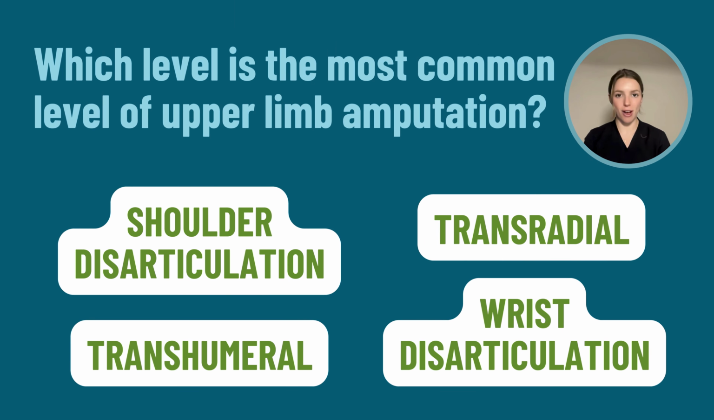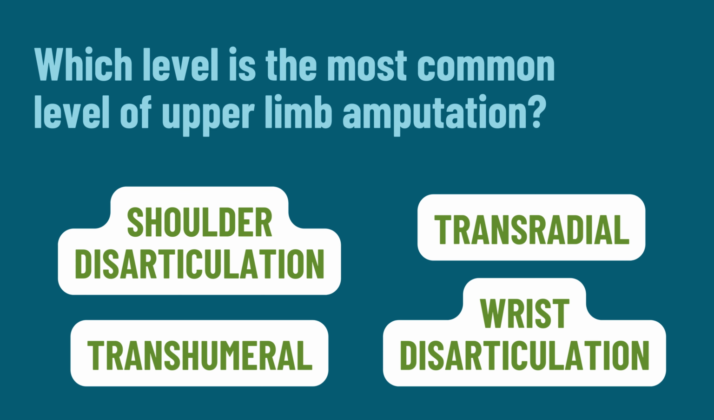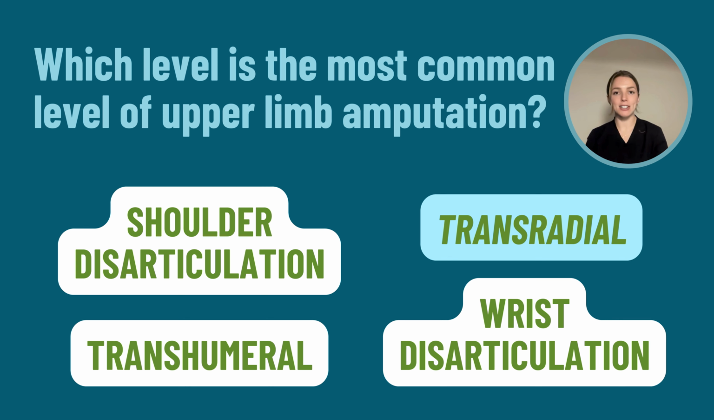Which level is the most common level of upper limb amputation? Is it a shoulder disarticulation, a transradial amputation, a transhumeral amputation, or a wrist disarticulation? The correct answer is transradial. A transradial amputation is the most common level of upper limb amputation.